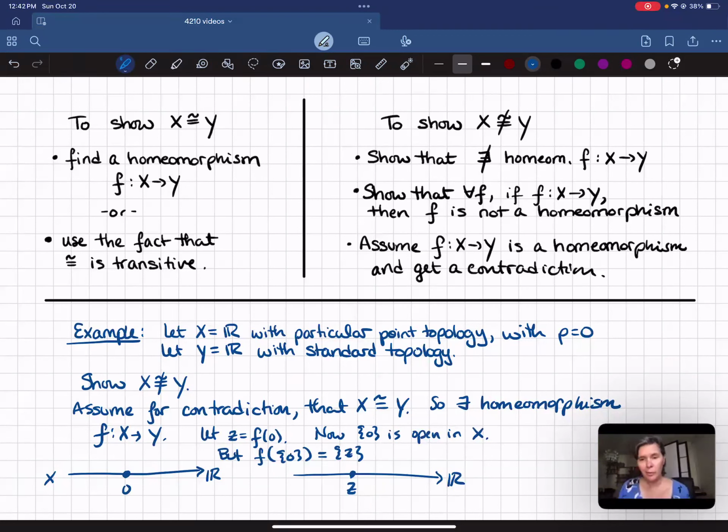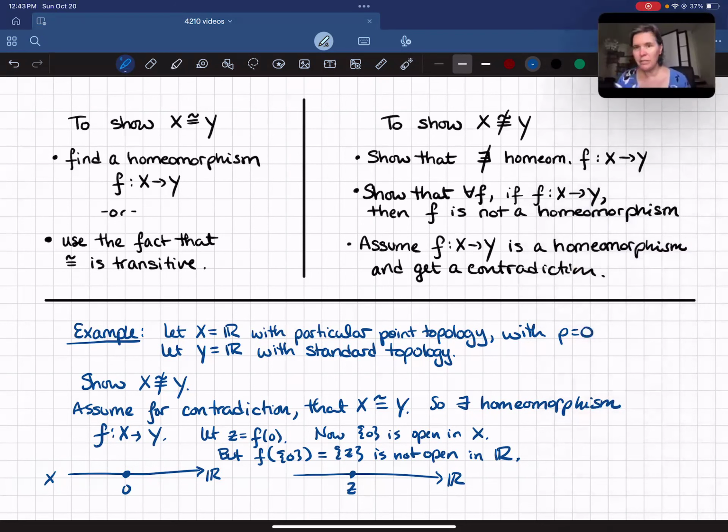Is that open on the right? No, singletons are not open in the standard topology. Okay, so the set singleton 0 is open in X, but the image under f, I don't know what f is at all. All I know is that f is a homeomorphism, but the image of singleton 0 is not open in Y. And so that means that there's an open set, but f of that open set is not open.